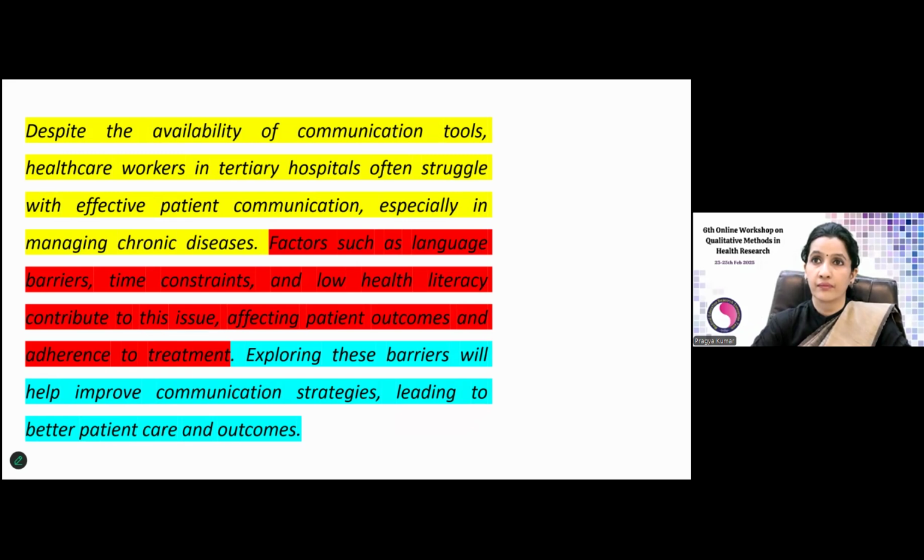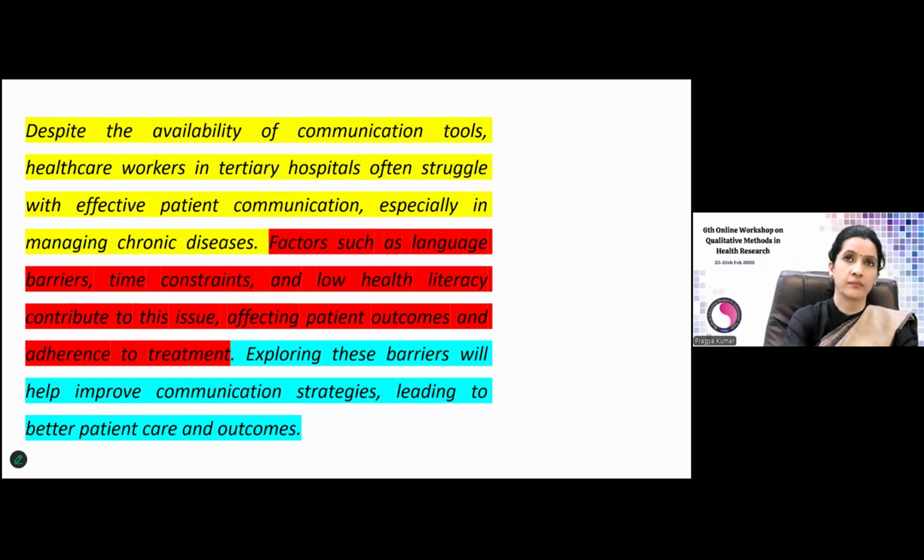Despite the availability of communication tools, healthcare workers in tertiary hospitals often struggle with effective patient communication, especially in managing chronic diseases. Factors such as language barriers, time constraints, and low health literacy contribute to this issue, affecting patient outcomes and adherence to treatment. Exploring these barriers will help improve communication strategies, leading to better patient care and outcomes.